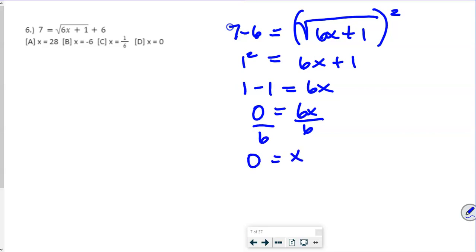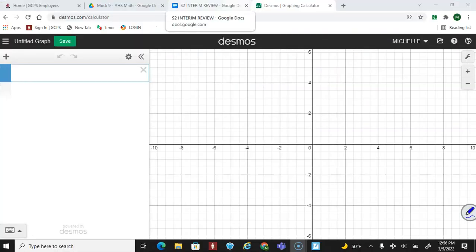And if we do 6 times 0, right? So we put the 0 back up in here. So we do 6 times 0, that's 0, plus 1, that's the square root of 1, plus 6 is 7. So that is actually our answer. Now, if you recall, I'm going to show you guys how to do this in Desmos. So because we have that 7 on the other side of the equal sign, I'm going to put in here y equals 7.